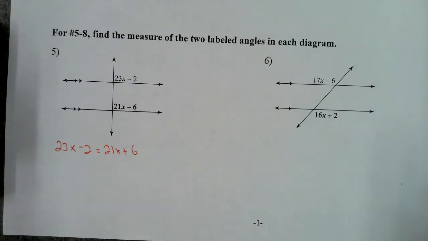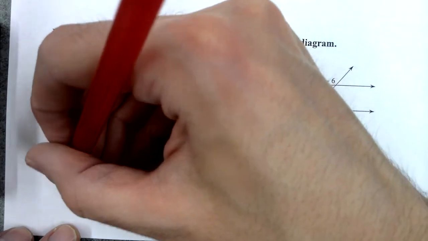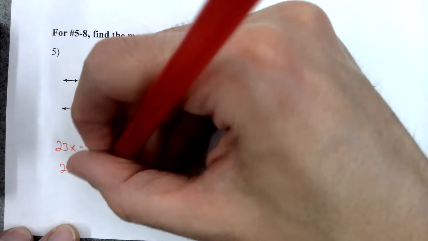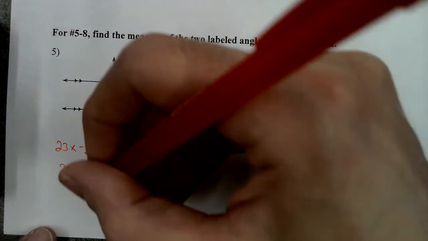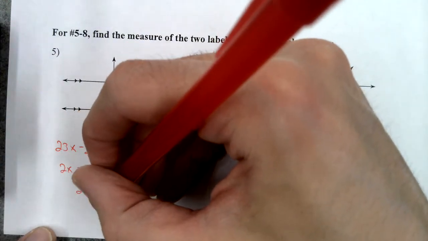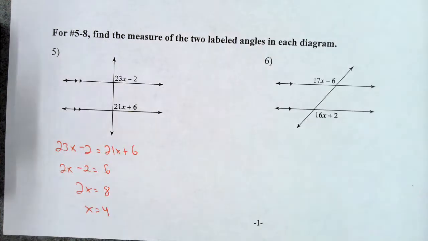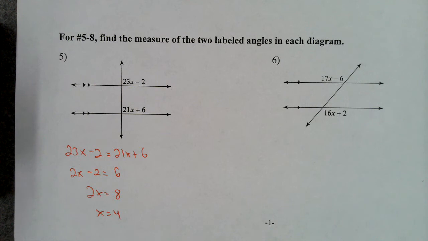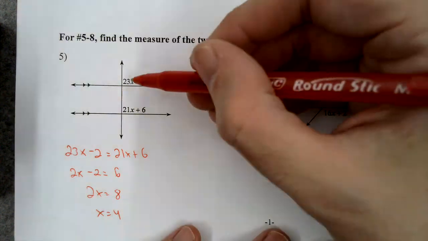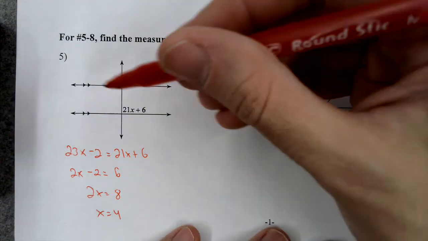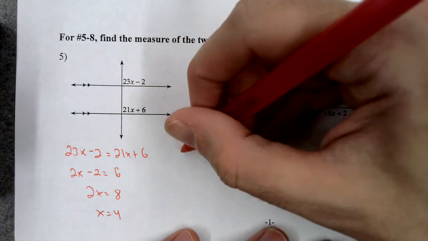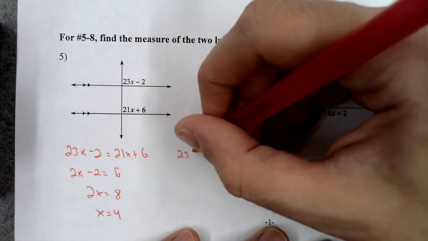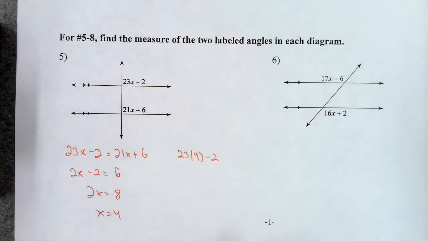Okay, get all the x's on one side, so I'll subtract 21x on each side. So 2x minus 2 equals 6. 2x equals 8. X equals 4. So now to find the angles, you're going to substitute 4 in for x. So let's do this one. 23 times x minus 2. So 23 times 4 minus 2.